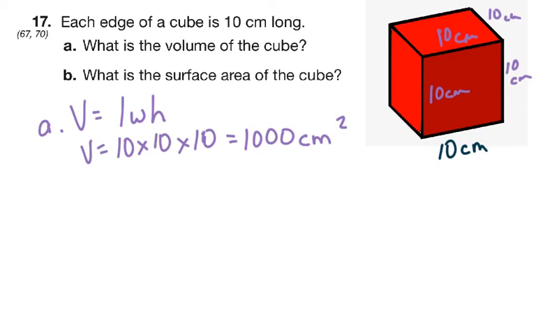So we have to find the area. So B, we have to find area. Area is just length times width. Well, that means it's 10 times 10. That's for one of them.